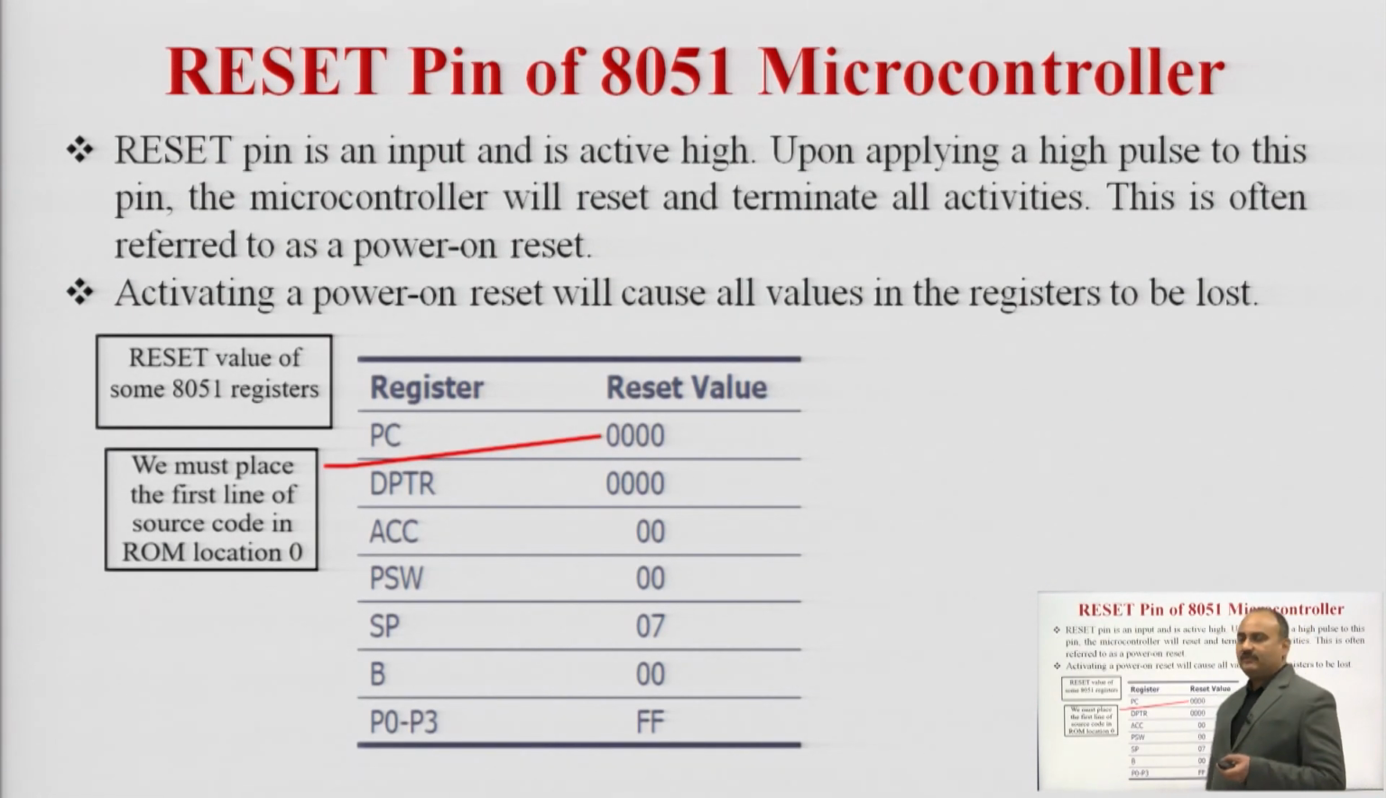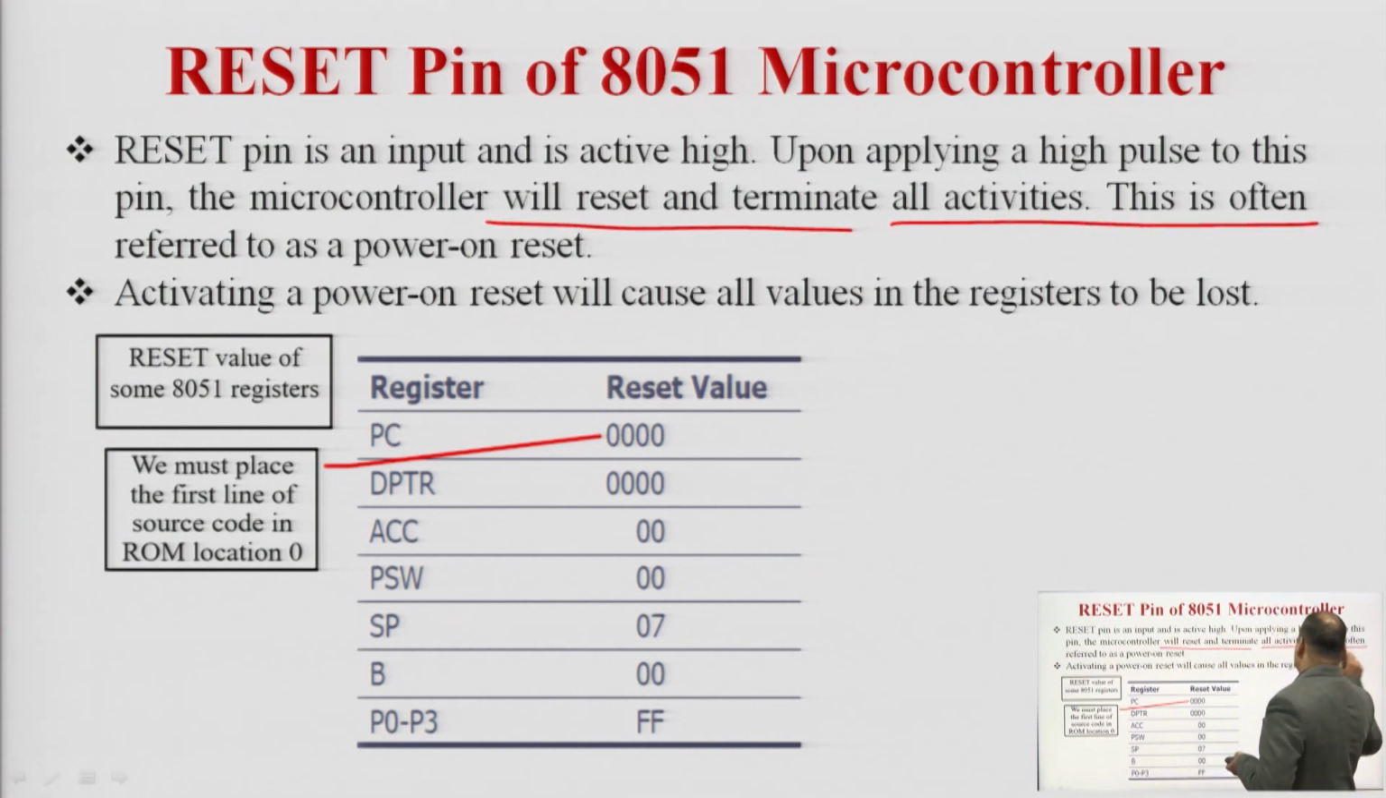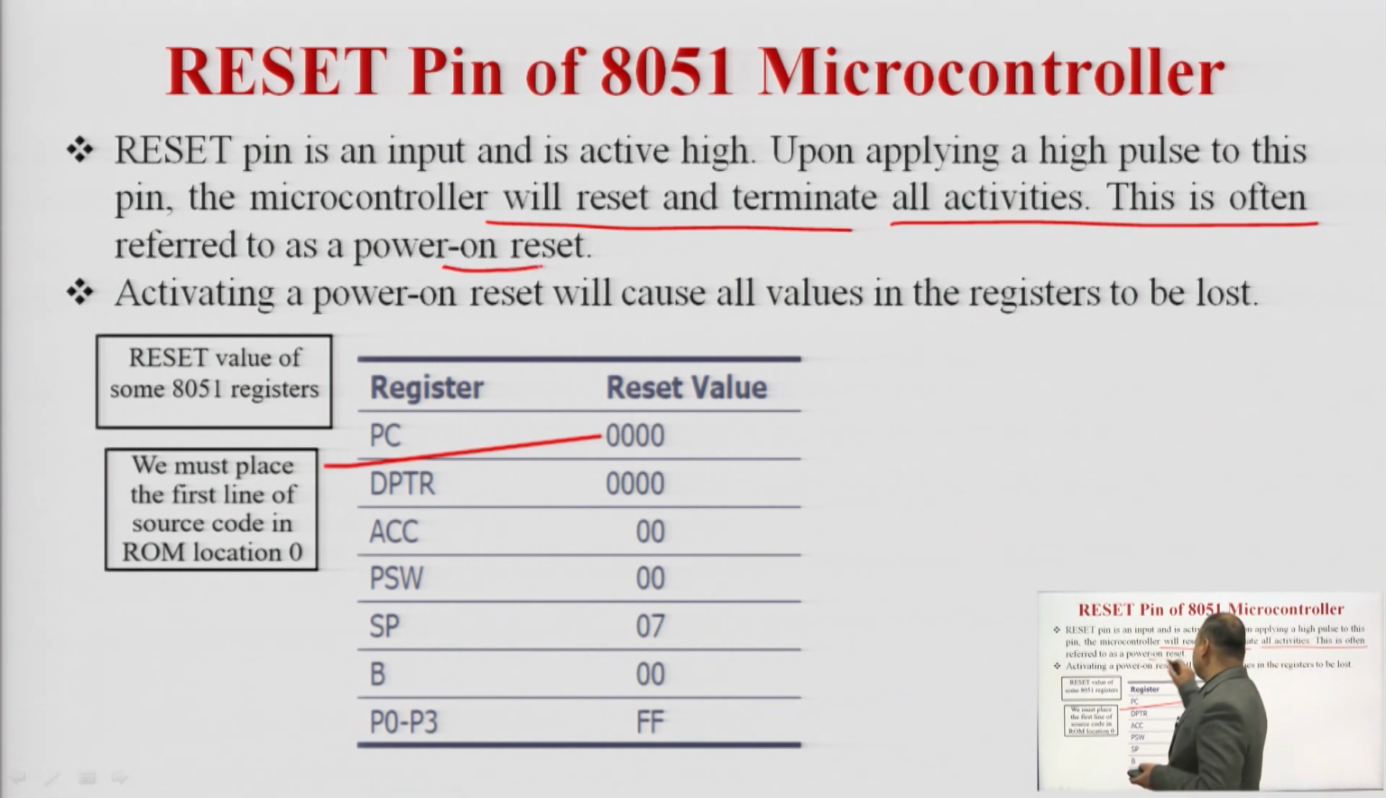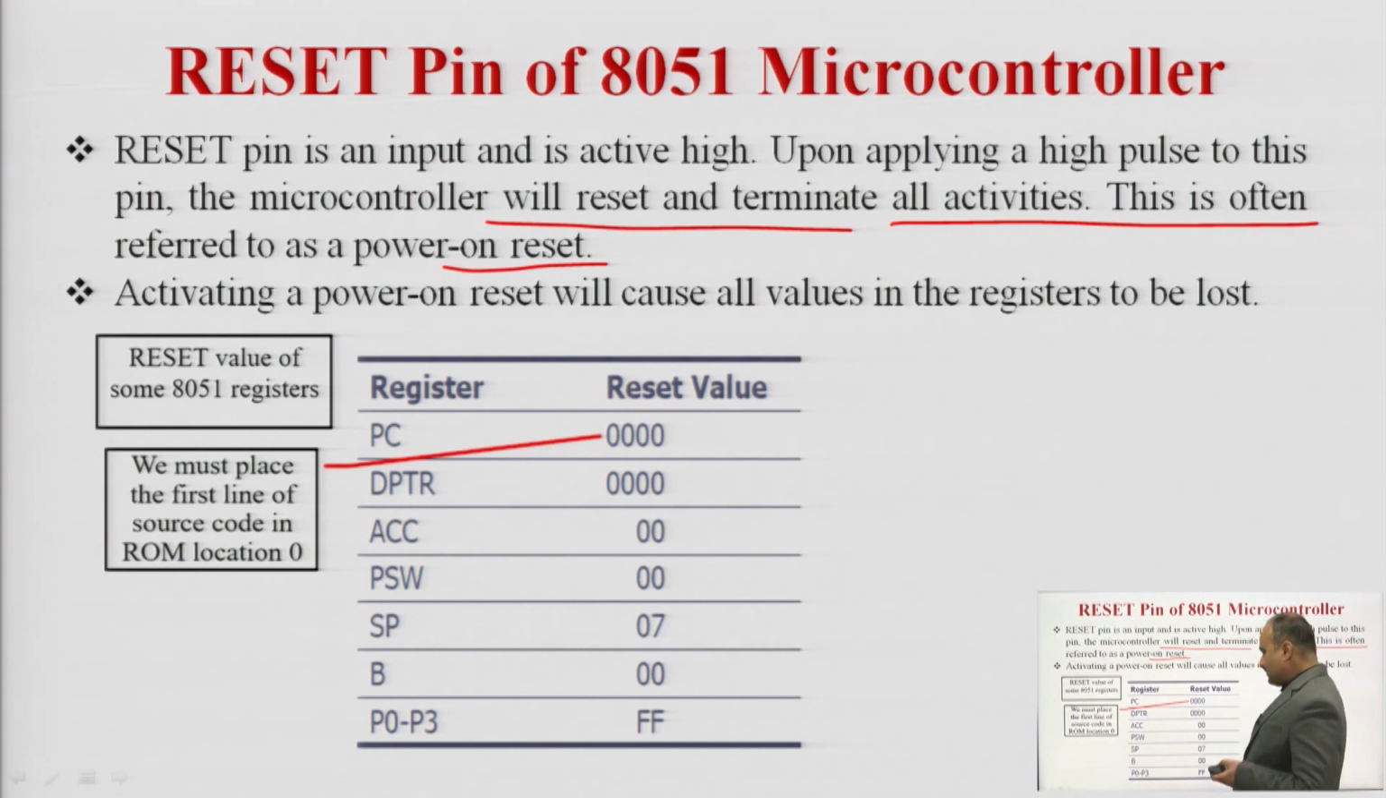Then next is the reset pin of the 8051 microcontroller. Reset pin is an input and is active high. Upon applying a high pulse to this pin, the microcontroller will reset and terminate all activities. This is often referred to as a power on reset. So, at pin number 9, we apply the appropriate signal, with the help of this table.